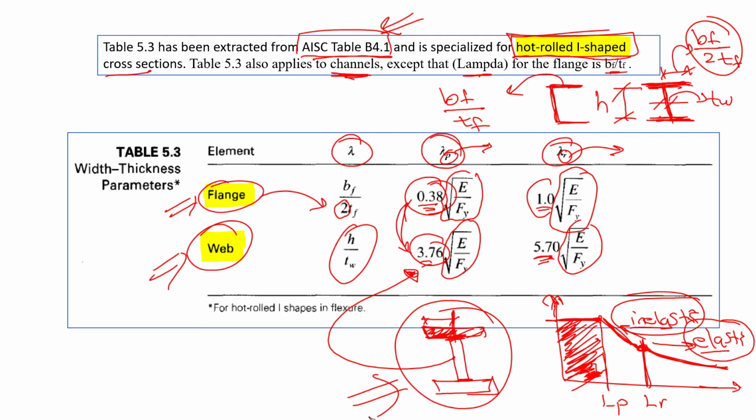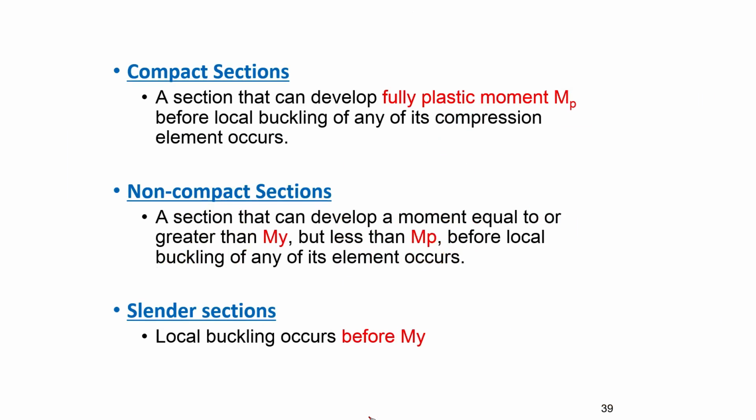Okay. Let's go to the next part, which is definition, which is an important definition for you. What is the meaning of compact, non-compact, and slender section? It's really important to know and to understand this. What I'm going to tell you in this video is very important for you whenever you are designing, whether in a design office or your own project.